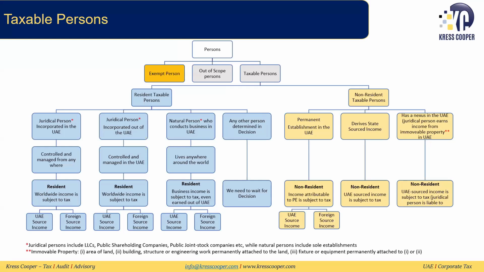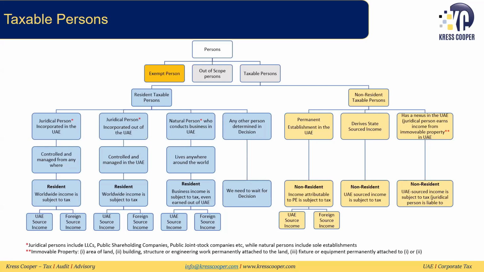If they are juridical persons who are incorporated outside the UAE under foreign legislation, then only if they are controlled and managed from the UAE will they be considered as resident. And if they're considered as resident, they will have the same treatment as a juridical person incorporated in the UAE, that is, their worldwide income will be subject to tax. So the UAE source income and the foreign income both will be subject to tax here in the UAE.